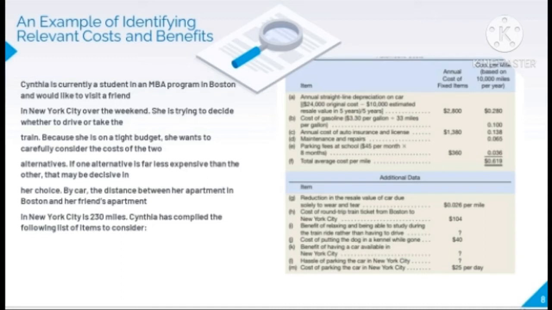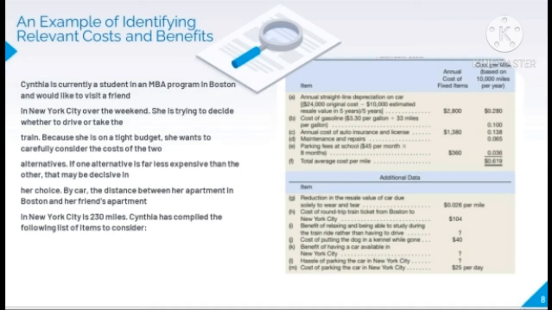Item E, the monthly fee that Cynthia pays to park at her school during the academic year, is not relevant. Regardless of which alternative she selects, driving or taking the train, she will still need to pay for parking at school. Item F is the total average cost of $0.619 per mile.